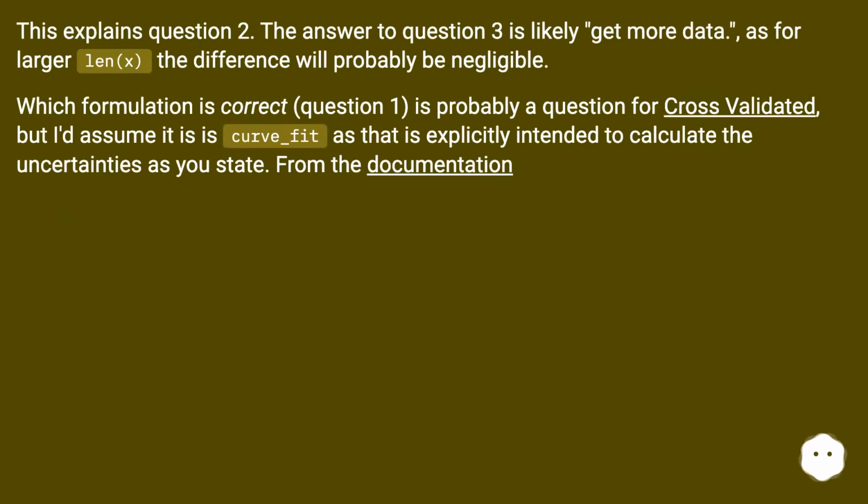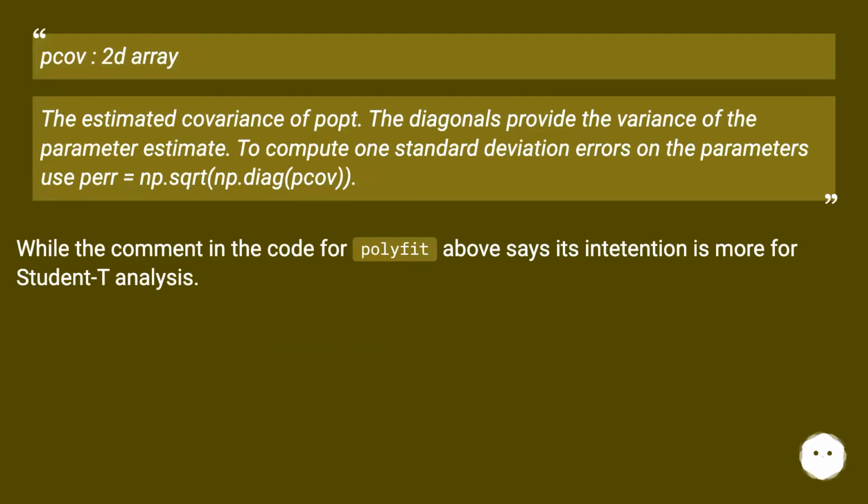Which formulation is correct? Question 1 is probably a question for Cross Validated, but I'd assume it is curve_fit, as that is explicitly intended to calculate the uncertainties as you state. From the documentation: cov, 2D array, the estimated covariance of popt. The diagonals provide the variance of the parameter estimate. To compute one standard deviation errors on the parameters use perr = np.sqrt(np.diag(cov)). While the comment in the code for polyfit above says its intention is more for Student t analysis.